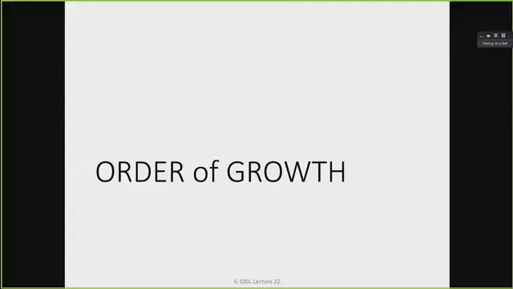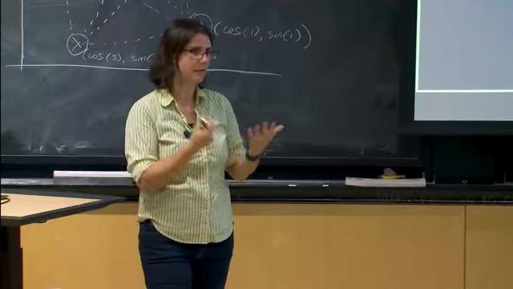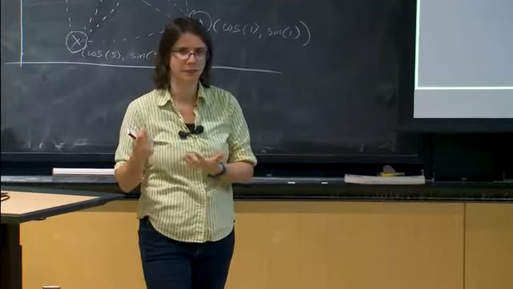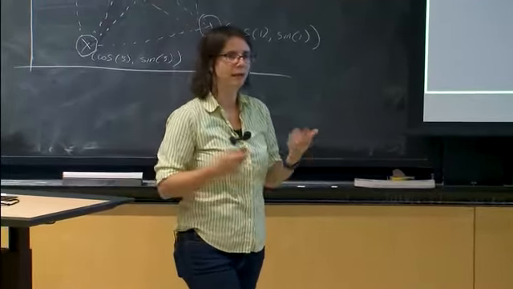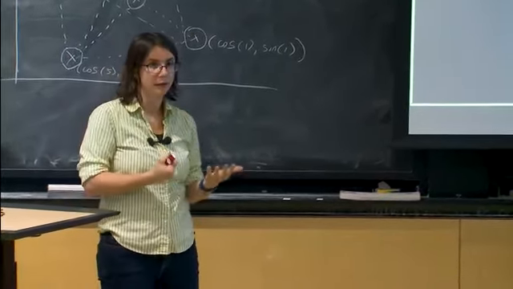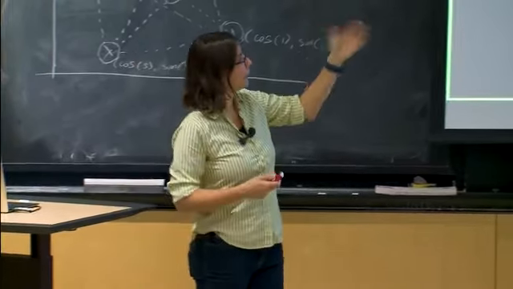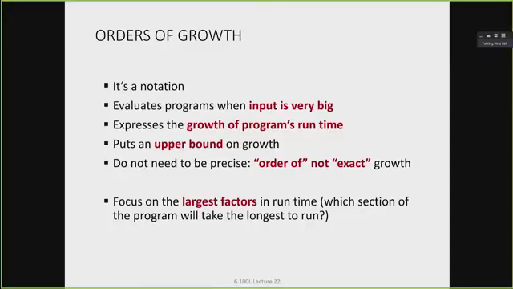So I don't actually care about all of these differences in the exact timings. 1 times 10 to the negative 6, 1.3 times 10 to the negative 6, I don't care. What I do care about is the order of growth. How does the program run in relation to the input? And I care about that when the input is really, really big. So what we're going to do is express the program's runtime in an order of, not exact, kind of relationship.